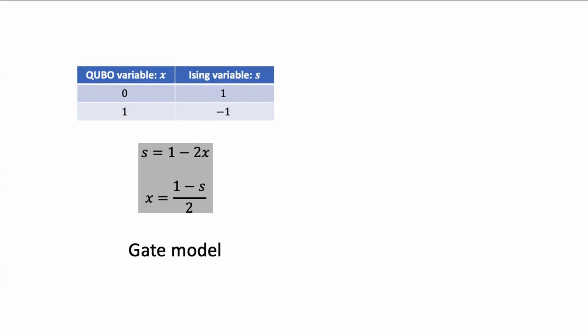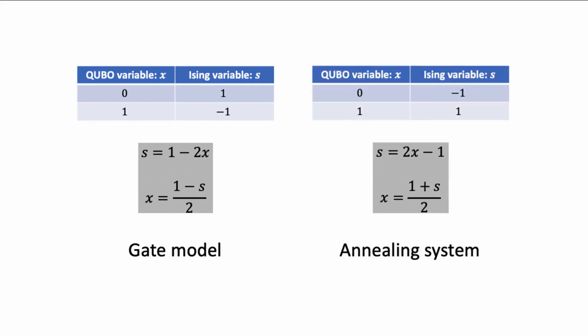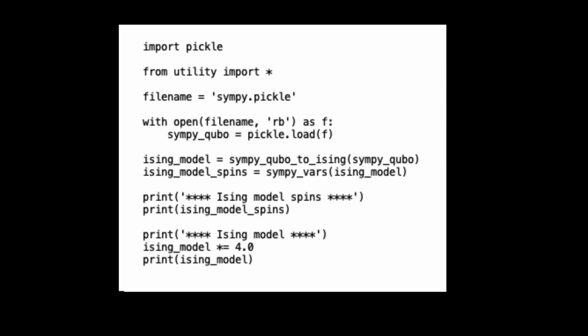We can translate between QUBO variables and Ising spins with a simple equation. Different communities use different conventions for this translation. We'll use the one on the left. Converting to an Ising model is the first step. That just means for every variable x in our QUBO, we'll replace it with (1 minus s) over 2.